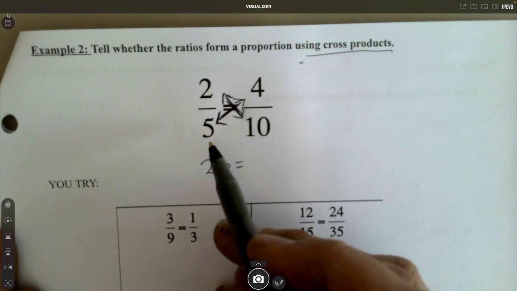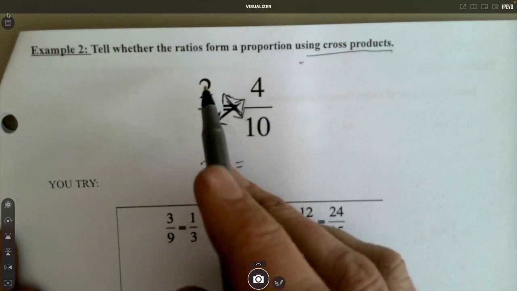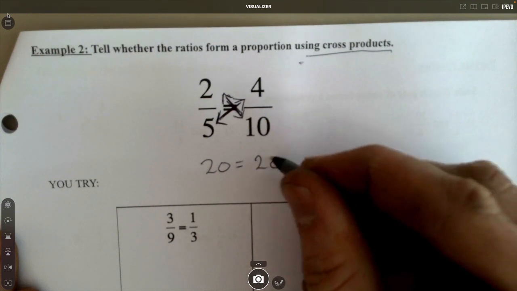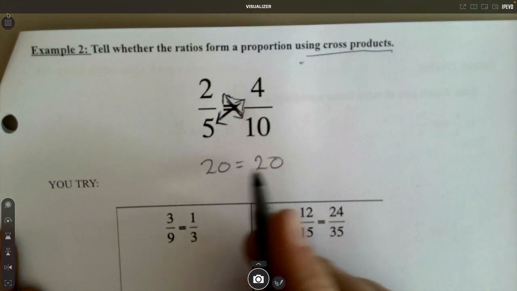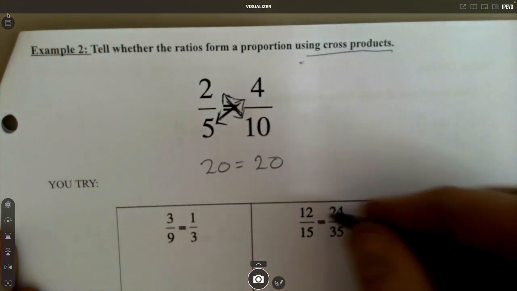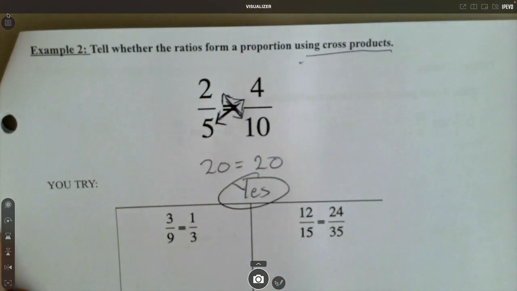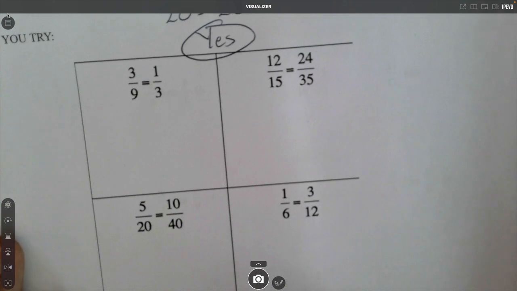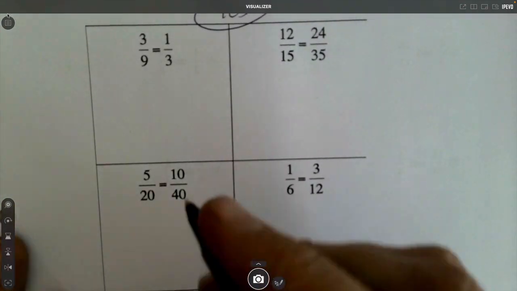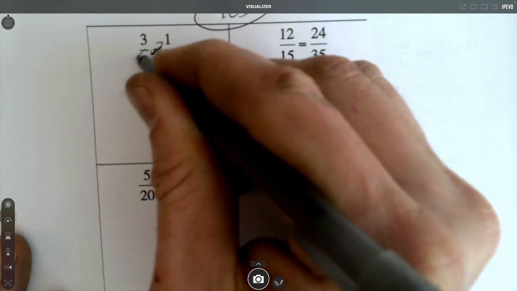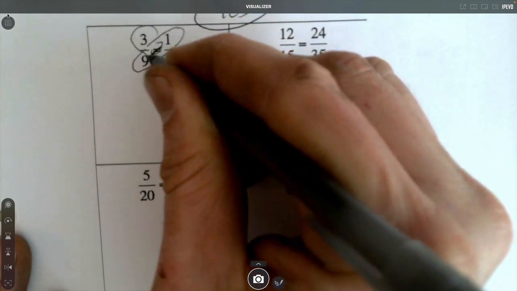So if you multiplied 5 by 4 to get 20, the proportion would work as well if you did 2 times 10. I got the same number. If you have the same number on both sides, you automatically know these are proportional. Let's try that for this one. You can also circle them if it makes it easier to see.